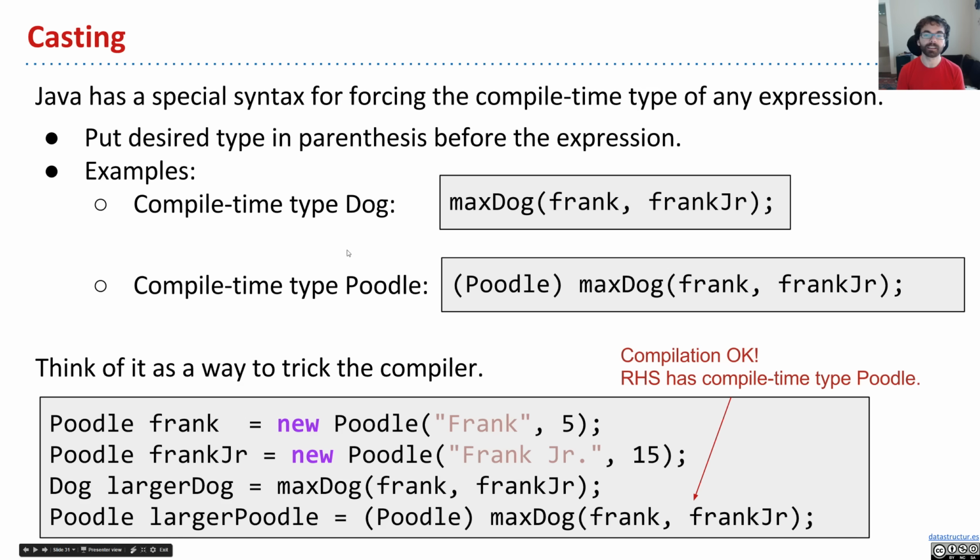There's a special syntax where you can say to the compiler, please consider this expression to have this certain compile time type. So to do that, this expression has compile time type dog. Why? Because it's public dog maxdog. And we can say, please treat this like a poodle. To do that, we put in parentheses the name of the class that we want it to treat it like. And in that case, the compiler, in terms of its type checking, will use this as the type.